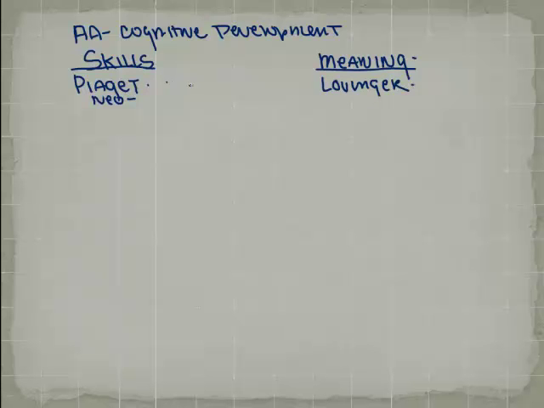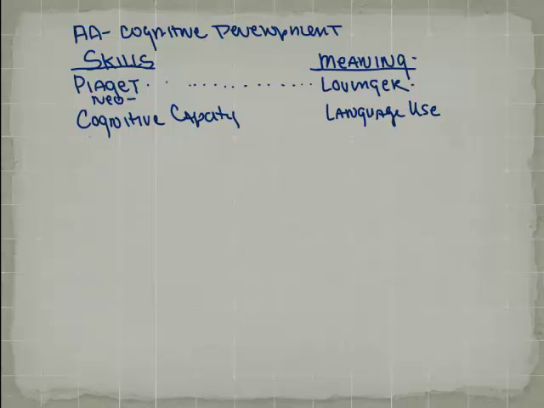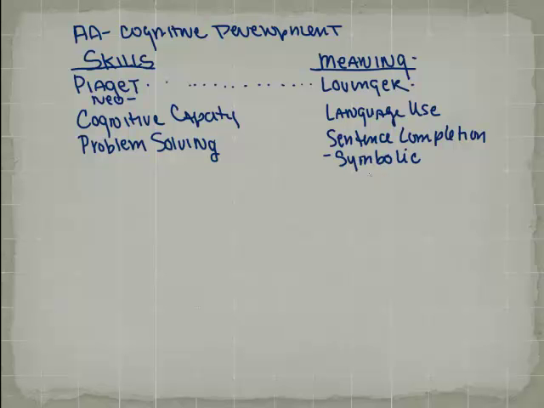And of course there's a tendency to see this as a masculine, feminine tendency too. Okay, the skills camp tends to measure, so what do they measure? They tend to measure cognitive capacity. And the meaning models tend to measure language use. The experiments in the skills models are problem solving, whereas the experiments in the meaning models are sentence completion tests, and how individuals process and manipulate symbolic representation, primarily through language.